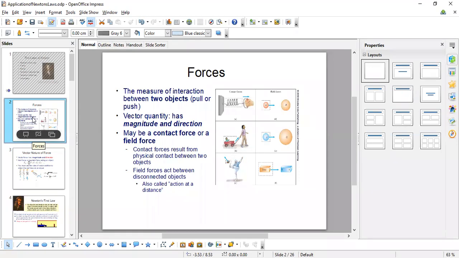In solving problems with regards to force, we will apply vectors. So may angles yan. We will also include the concept of trigonometry to get the components of the vector along the x and y axis. So the vector quantity has always a magnitude and direction, and it may be contact force or an action at a distance force. So another term for non-contact forces. So like magnets or gravity.